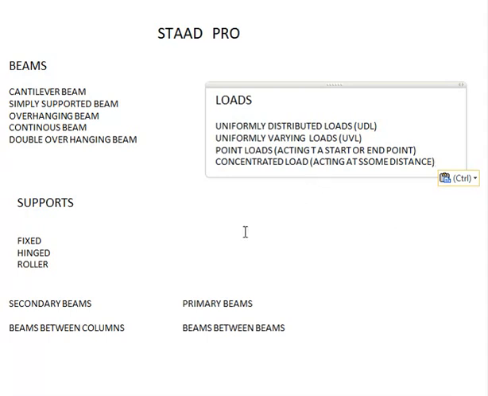Uniformly varying loads. The loads are not uniformly distributed if the force at one point is higher than the force at another point. That type of loads are known as uniformly varying loads. Point loads. The point loads acting exactly at the corners are known as point loads, just like our reactions. Concentrated loads. Loads acting at some distance from our start or end point are known as concentrated loads. Concentrated loads are similar to point loads, but they act at some distance and they don't act at the end point.